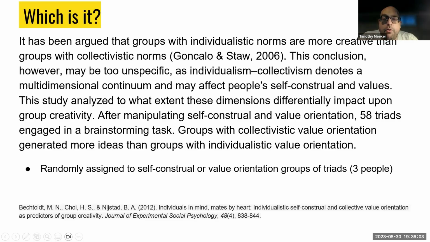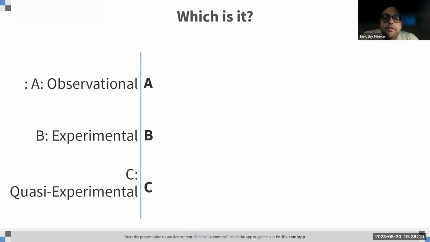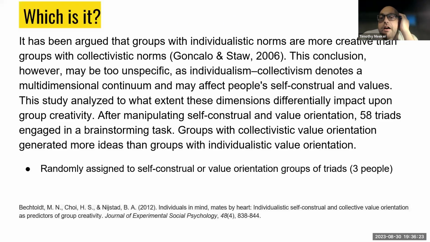The one thing that's important here is that they're randomly assigned to self-construal or value orientation groups. However, the groups that are collectivist versus individualistic are not randomized. So while this says experimental, I honestly agree with most of you guys in saying that it's probably quasi-experimental. And the random assignment is what makes it experimental.